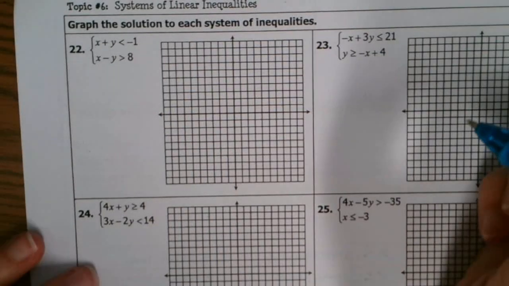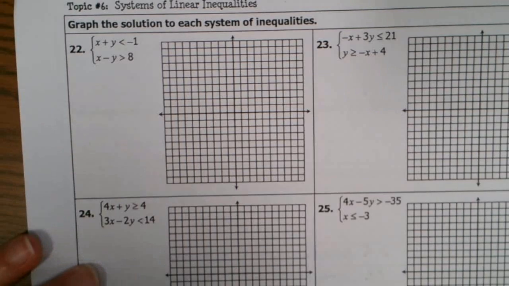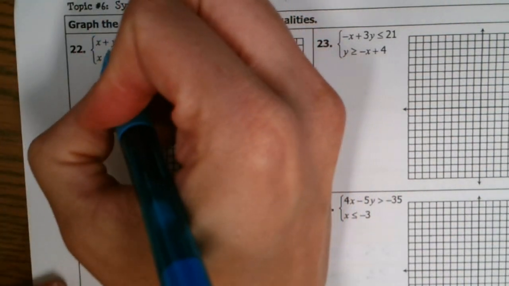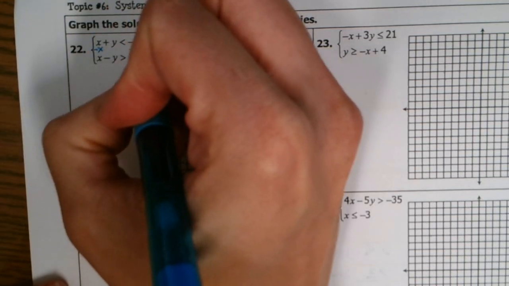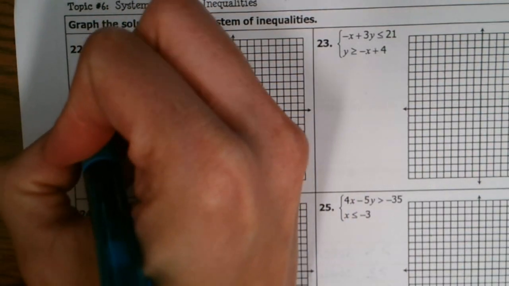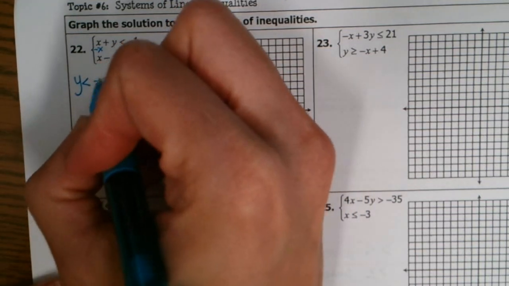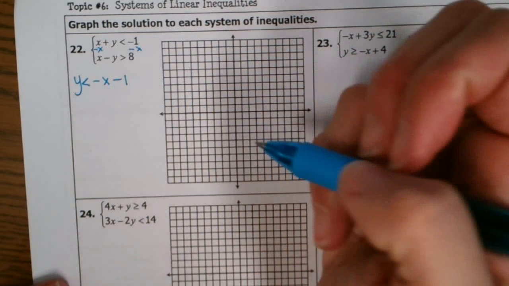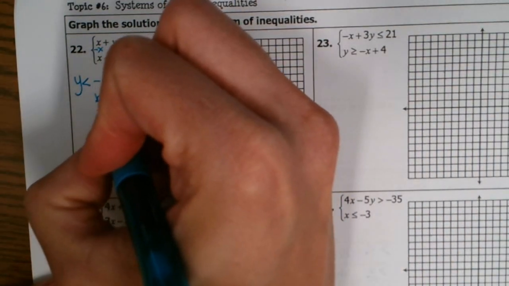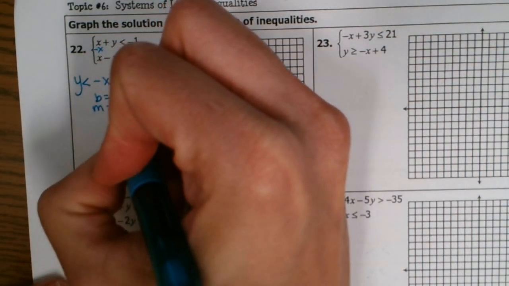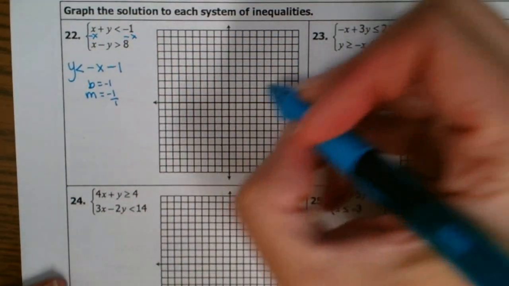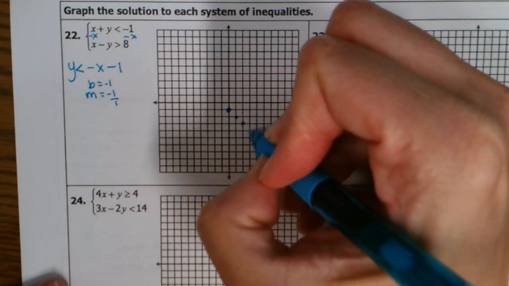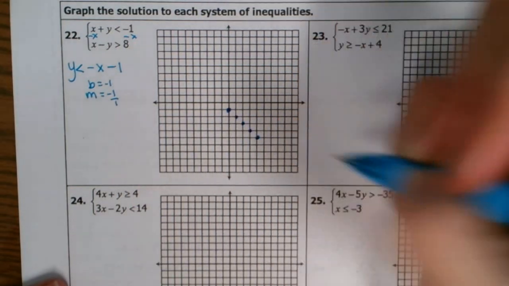Okay, the first thing we're going to have to do for number 22 is rearrange these equations. So our first equation, we're going to have to move the x to the other side. We're going to do that by subtracting an x. That first equation is going to be y is less than negative x minus 1, because I can't put the negative 1 and the x together. So our b value is negative 1, our m is negative 1. So we're going to start at negative 1, down 1 over 1, down 1 over 1.